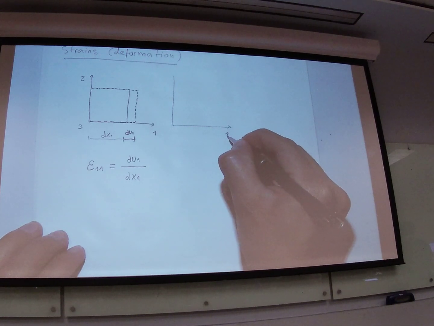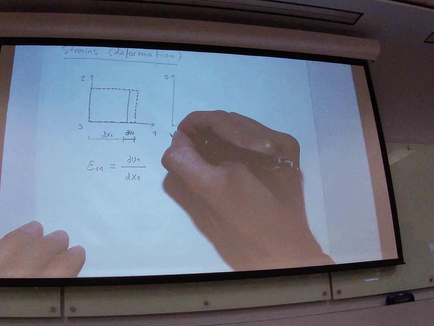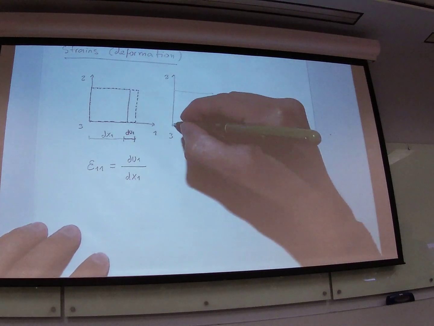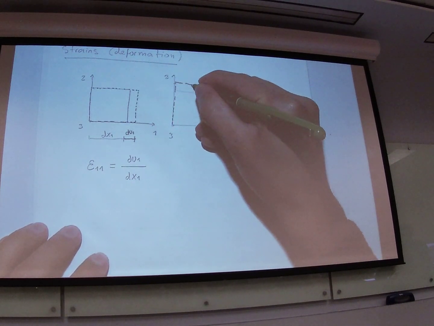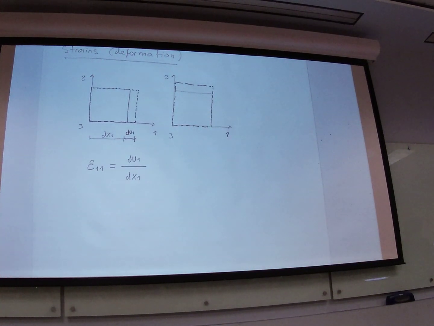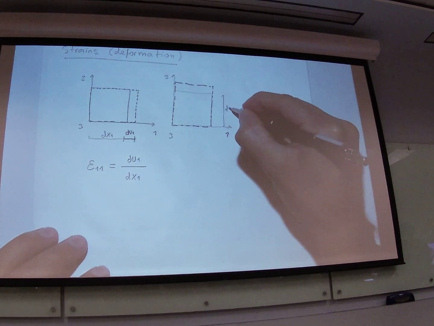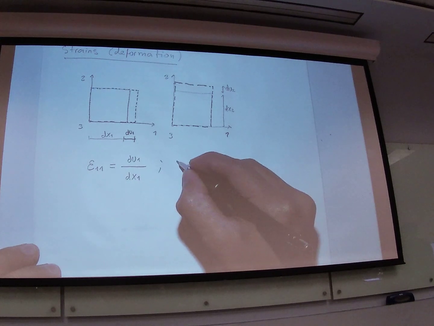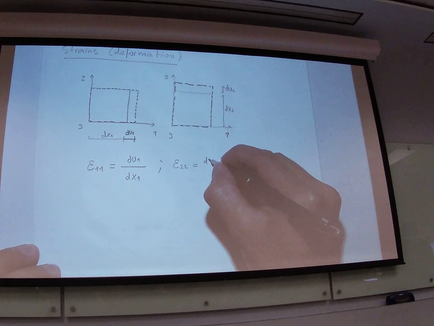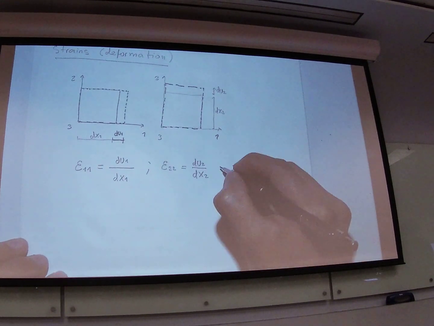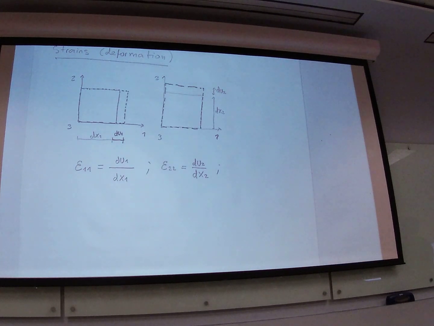We can do the same thing in direction 2. Now, instead of stretching the solid in direction 1, we're going to stretch it in direction 2. And as a result, we're going to change the length. This is dx2. Notice that dx2 is aligned with direction 2, and du2 is also displacement in direction 2. This is going to be another linear strain, which is going to be du2 divided by dx2. The same as before, but it's in the other direction.